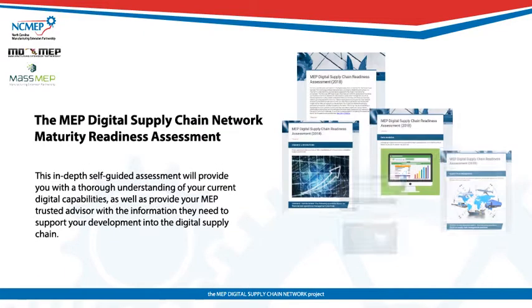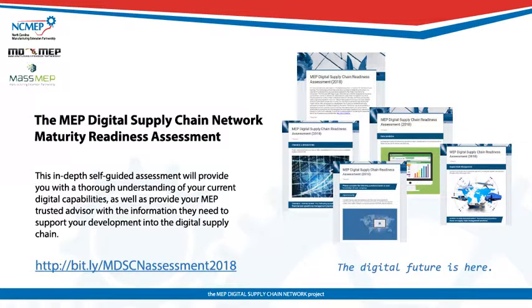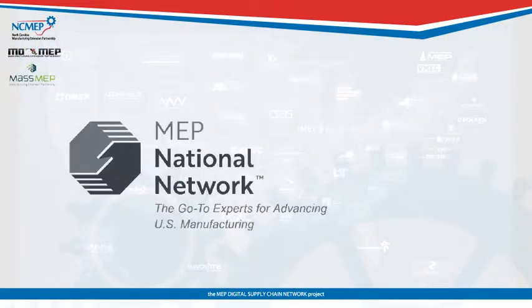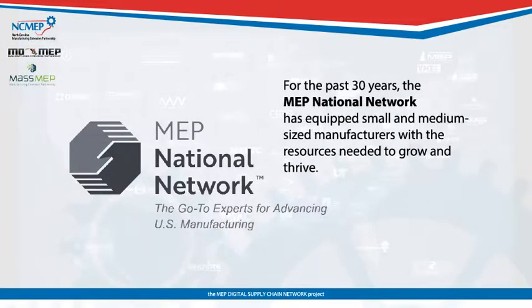Taking this one step further, the MEP Digital Supply Chain Network Maturity Readiness Assessment provides a more in-depth and self-guided assessment that provides you with a thorough understanding of your current digital capabilities, and it also helps inform your trusted advisor at the MEP in your state with the information they need to help you develop your digital supply chain capabilities. No matter where you are in the United States, for the past 30 years, the MEP National Network has equipped small and medium-sized manufacturers with the resources, information, and support they need to grow and thrive.